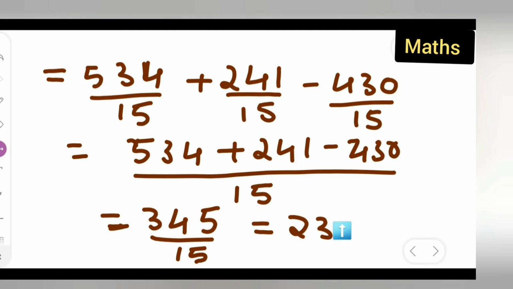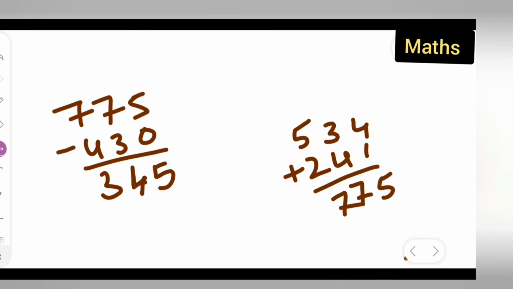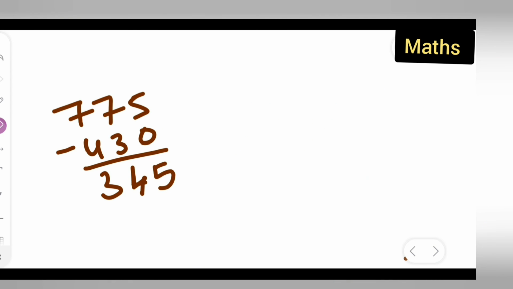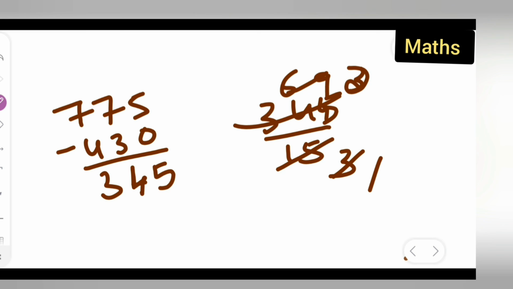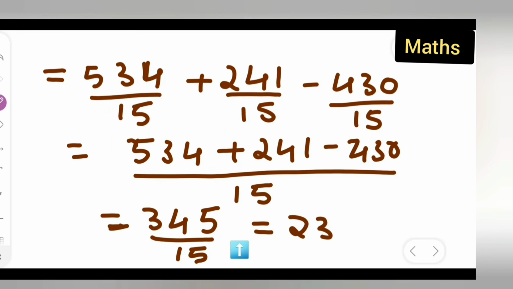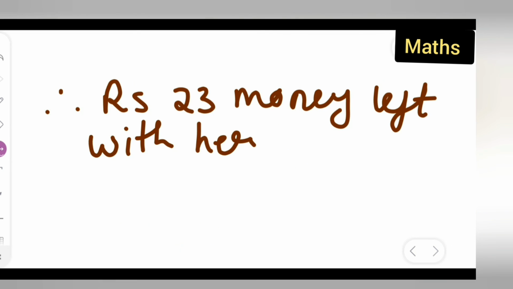Now cancel this term. How are we going to cancel 345 upon 15? This is the rough column. 5 3s are 15, 5 6s are 30, carry 4, and so on. Dividing, you get 23 as your answer after cancelling. Therefore, rupees 23 is left with her.